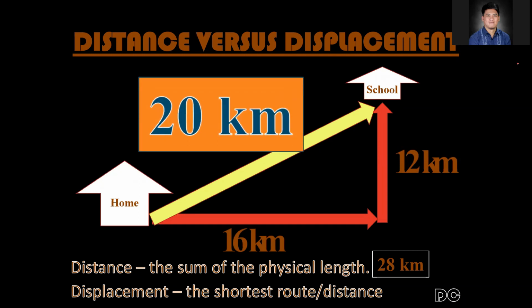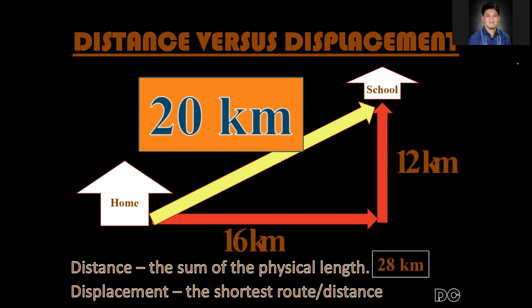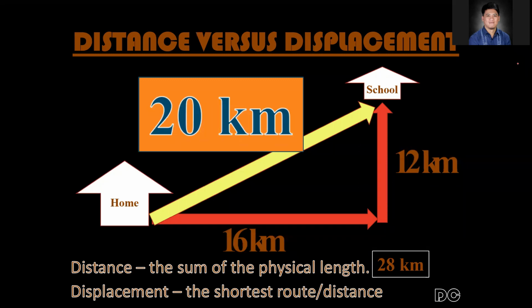And when we say displacement, since it is an example of a vector quantity, it has to have a direction. In this case, we don't know yet the direction of the 20 kilometers. So the question is, how can we determine the direction of this specific vector given?